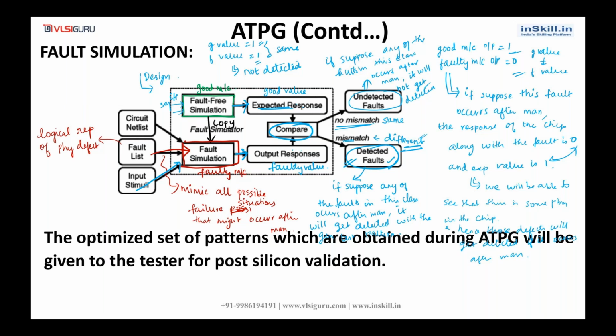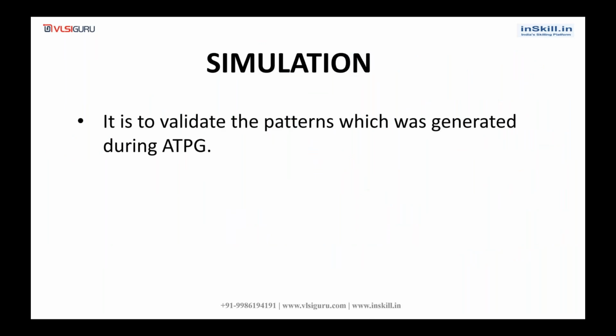Next is simulation. As I told, simulation is used to validate the patterns that were generated during ATPG, to check whether proper patterns are generated or not. And why do we need to check that, because the patterns are generated by the tool only? We will understand that during our simulation topic.